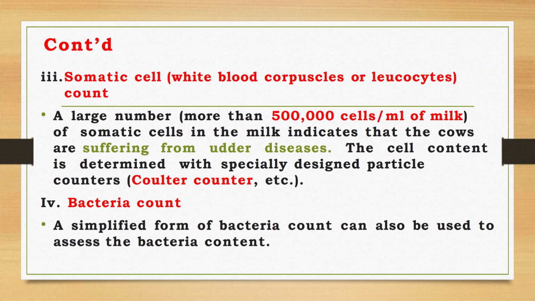Somatic cell count. This measures white blood cells. A large number, more than 500,000 cells per milliliter of milk, indicates that the cows are suffering from udder diseases like mastitis. The cell content is determined with specially designed particle counters, like a Coulter counter. Bacteria count. A simplified form of bacteria count can also be used to assess the bacteria content.